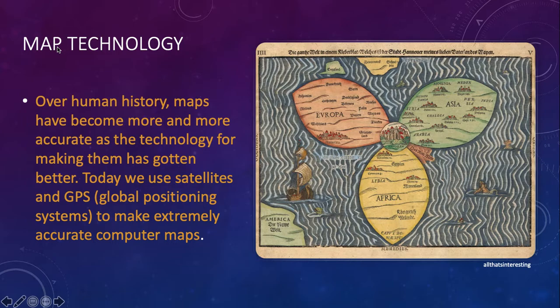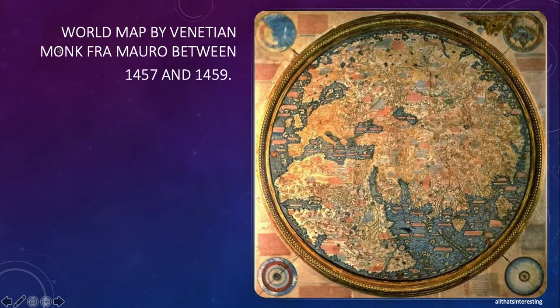This is an older map, which is really not very useful, even in its time. This is a slightly more accurate map by a Venetian monk, Fra Mauro, between 1457 and 1459, and it contains Europe and Asia and parts of Africa, but it's missing what was considered the New World as far as this monk was concerned.